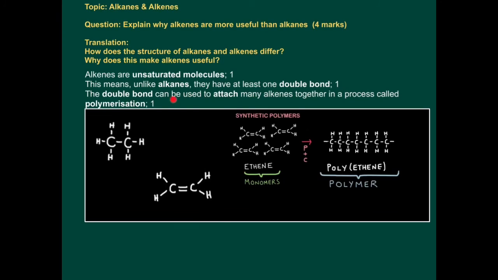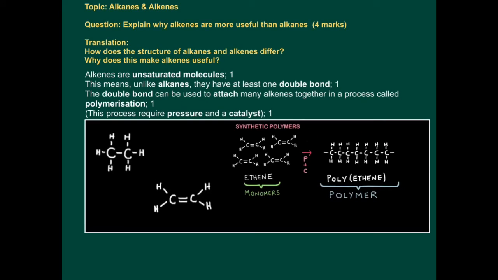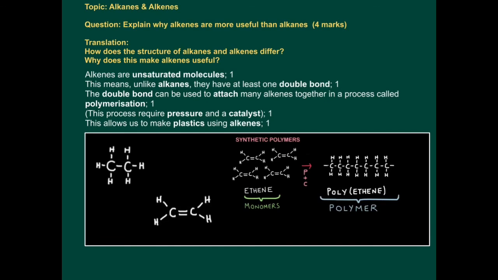And this double bond can be used to attach many alkenes together in a process called polymerization, and you can see that happening here. For polymerization to occur, we require pressure and a catalyst, because we need to force those molecules together so they bond. But most importantly, by doing this, it allows us to make plastics. So we can only make plastics using alkenes, and we all know how useful and how dependent we are on plastics.